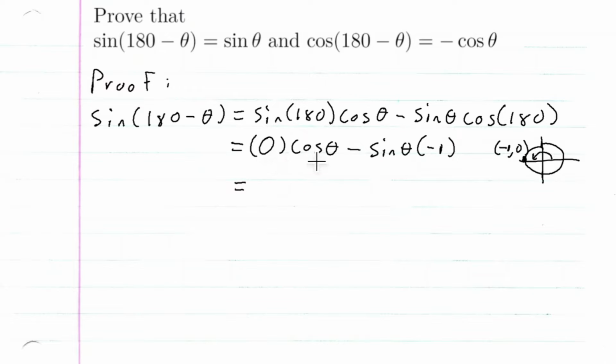And then 0 times cosine theta is 0. Negative sine theta times negative 1 is sine theta. So you can see sine of 180 minus theta is sine theta.